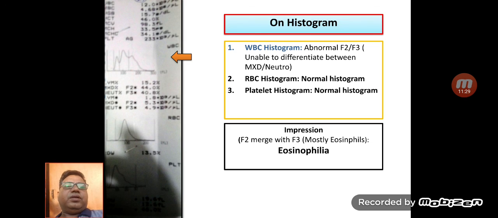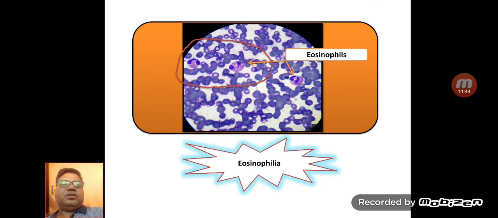When we have such findings, when there is a merging of F2 with F3, such patients usually will have eosinophilia. So this is how we can diagnose these two conditions. And if you go through the peripheral smear of this patient, here you can see plenty of eosinophils. So this is a typical case where the patient might have allergic conditions, parasitic infestation or drug toxicity.